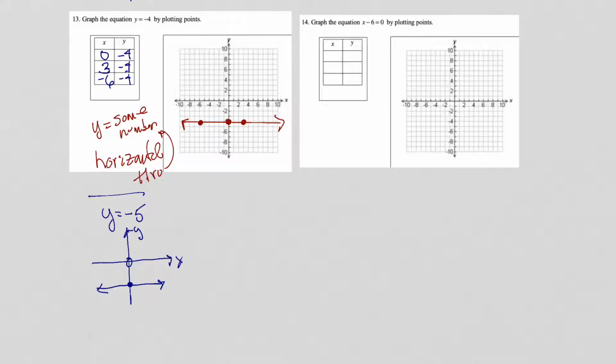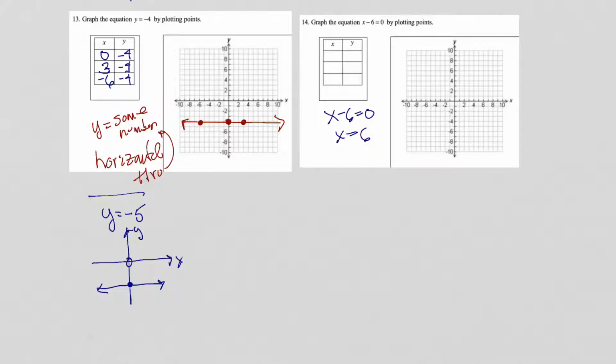Now, 14 is similar to 13, but 13 had y equals something. Now what we've got is x minus 6 equals 0, but when I solve it for x, I get x equals 6. And there's no y here. So this equation is independent of y. Doesn't matter what y is. No matter what y is, x is 6.